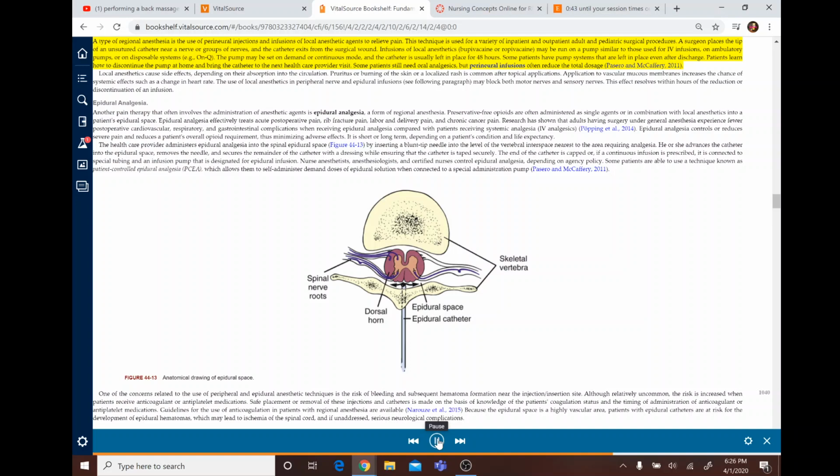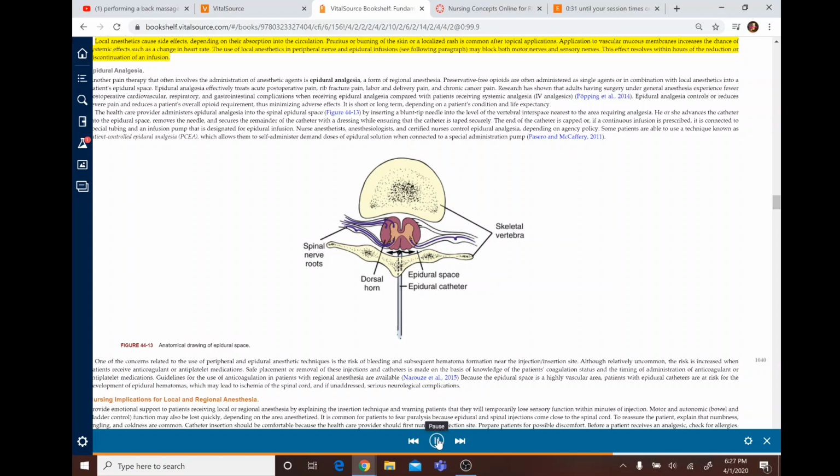The pump may be set on demand or continuous mode, and the catheter is usually left in place for 48 hours. Some patients have pump systems that are left in place even after discharge. Patients learn how to discontinue the pump at home and bring the catheter to the next healthcare provider visit. Some patients still need oral analgesics, but perineural infusions often reduce the total dosage (Pasero and McCaffery, 2011).